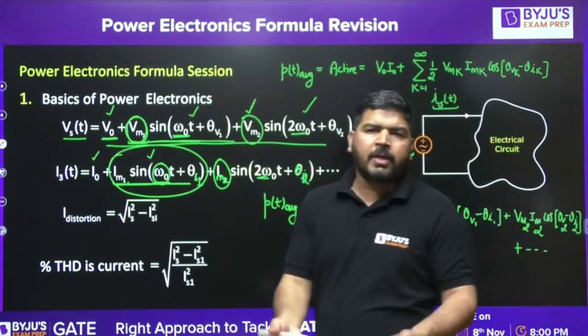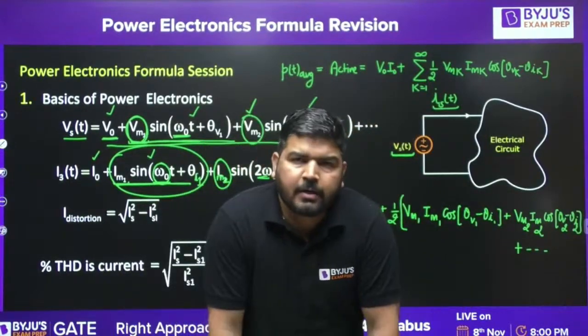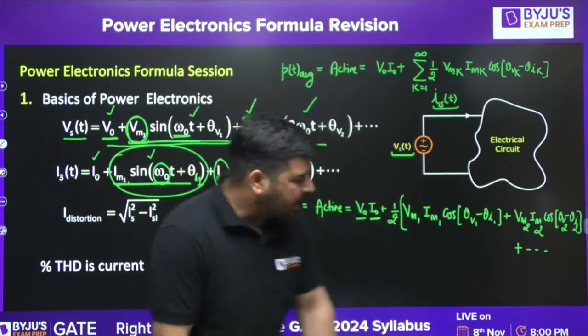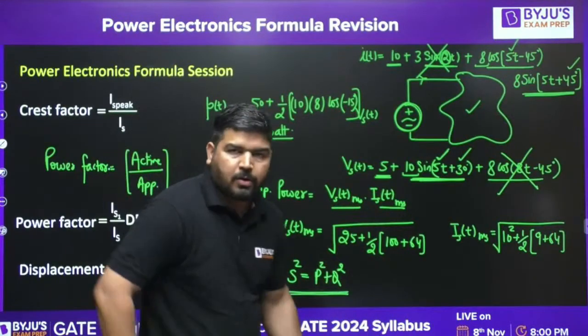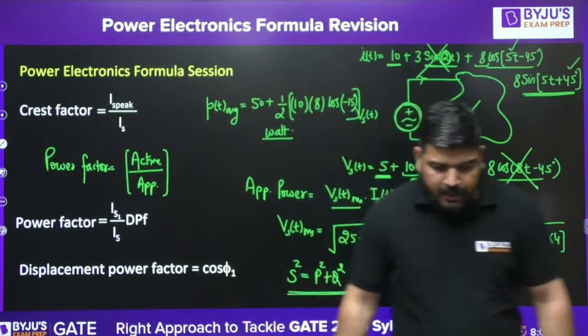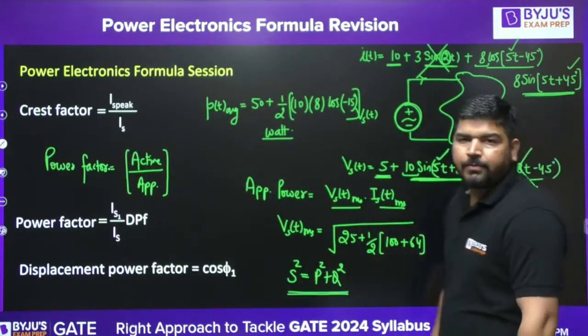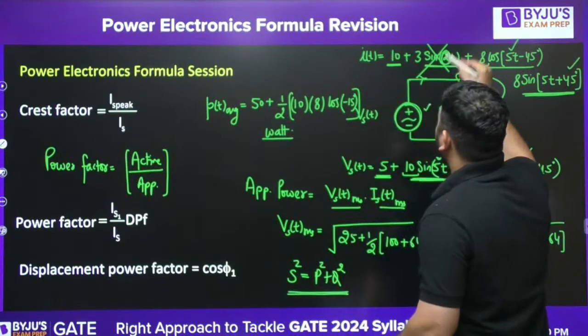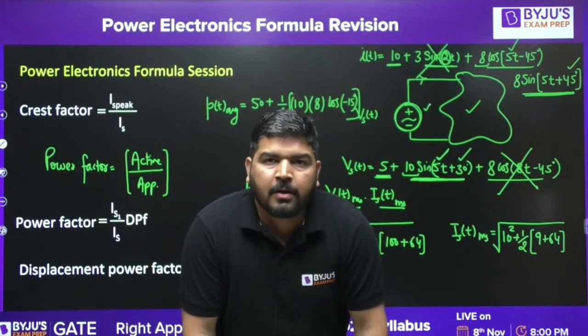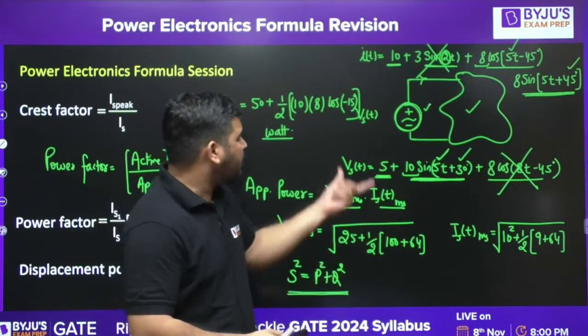If there are harmonics in any quantity, voltage or current, or if there are harmonics in both of them, then you cannot apply this formula. This formula is wrong. Why is this formula not applicable? Because this formula is applicable only if the voltage source and the current source have one same frequency component. There should be only one sinusoidal component.